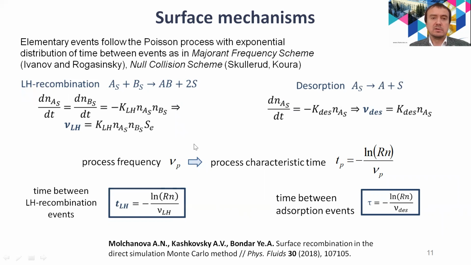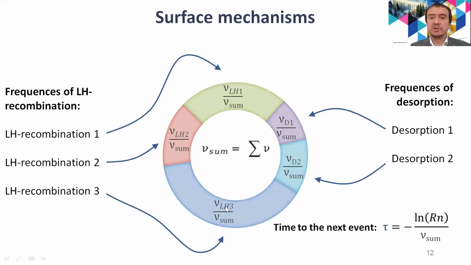both of these approaches in fact consider that these elementary events follow the Poisson distribution, and the time between processes is distributed exponentially, and we can use an expression like this to model the time to the next elementary event. In fact, in our approach we group all these events, all different Langmuir-Hinshelwood recombinations, and all the kinds of desorption of particles of all sorts.